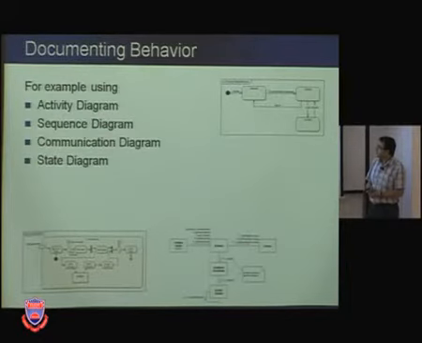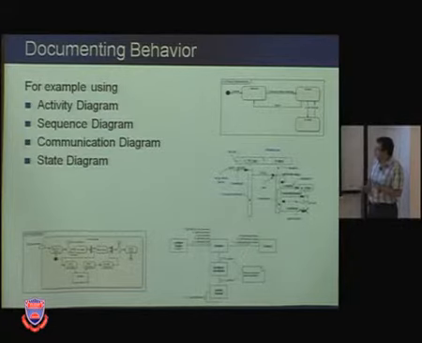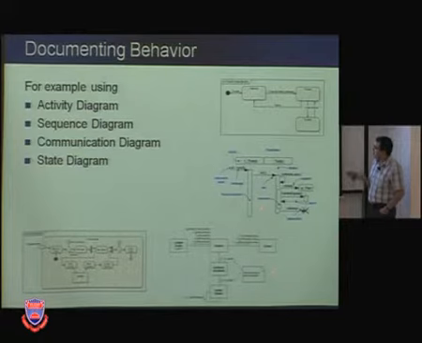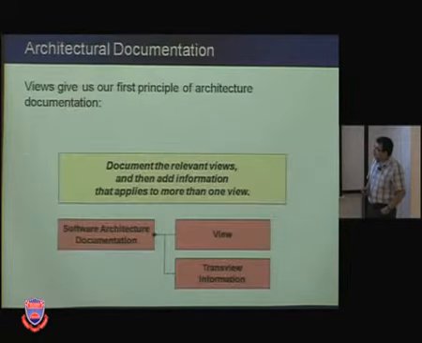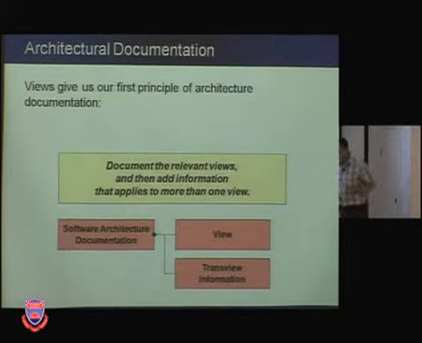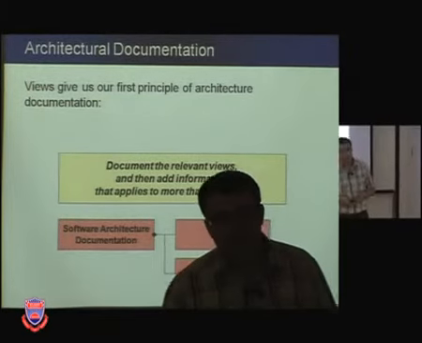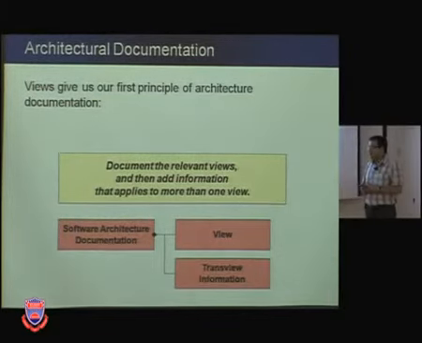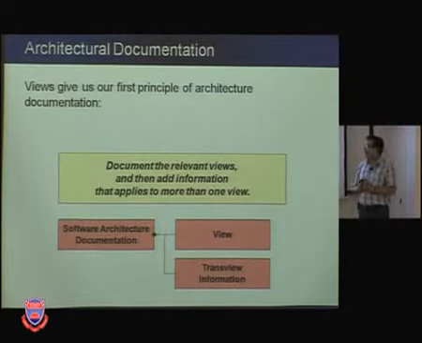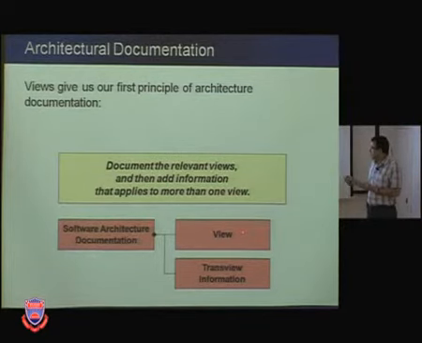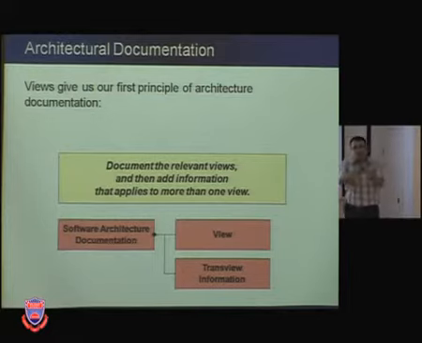We can also document behavior. That's with just the traditional techniques, like scenario interaction diagrams, collaboration diagrams, state diagrams, etc. All together, we can provide an architectural document. An architectural document is a report consisting of the description of the views and some cross-view information. So in that sense, we could have the requirements document and related to that the architectural documentation.